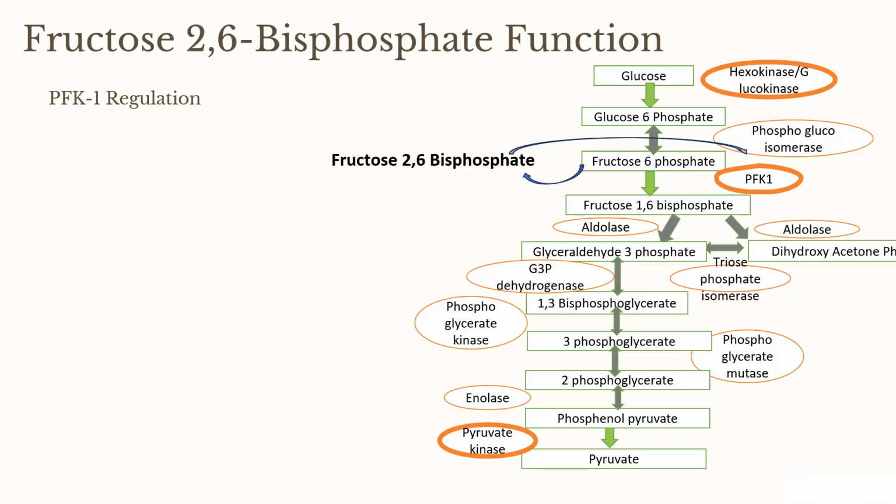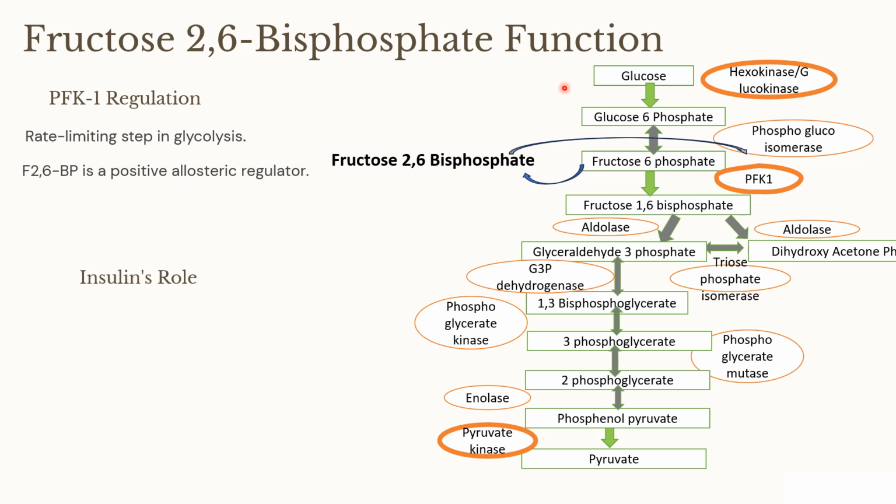Let's see how fructose 2,6-bisphosphate functions to stimulate glycolysis. In glycolysis, glucose is converted to glucose 6-phosphate. Glucose 6-phosphate is converted to fructose 6-phosphate, and with the help of phosphofructokinase 1, fructose 1,6-bisphosphate is formed, isn't it? This is our knowledge from the previous slides. Now when there is excess glucose in the blood, insulin is released. This insulin will trigger the formation of fructose 2,6-bisphosphate.